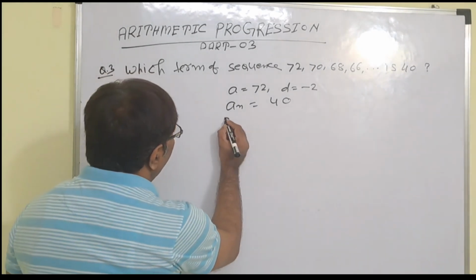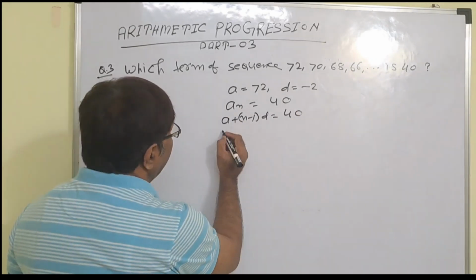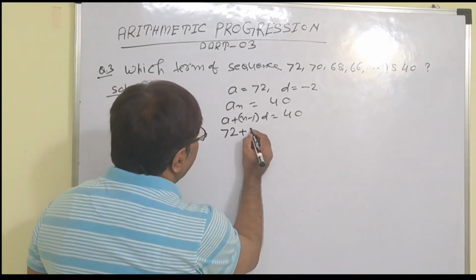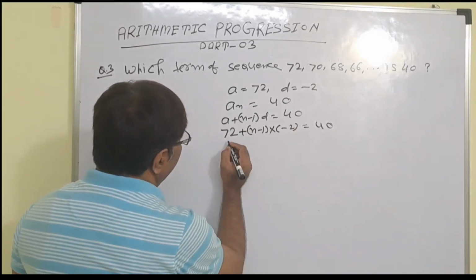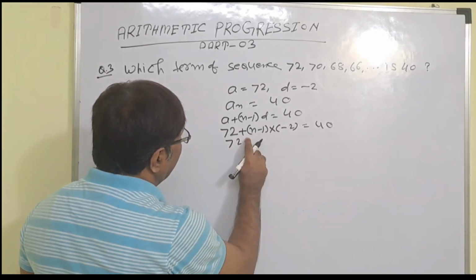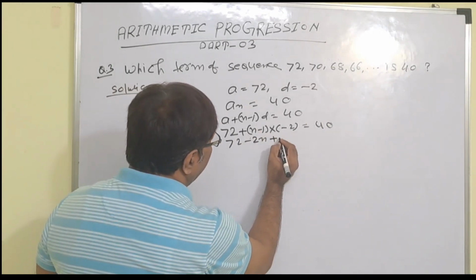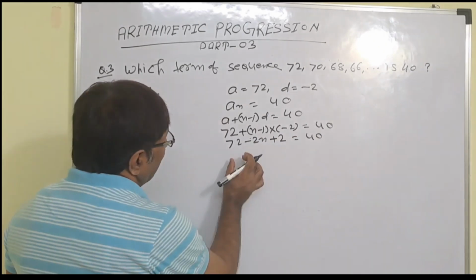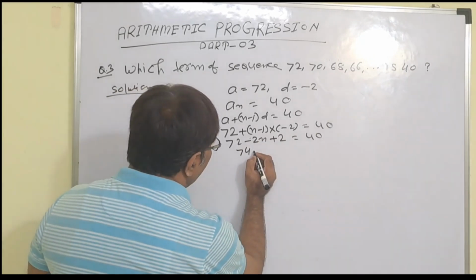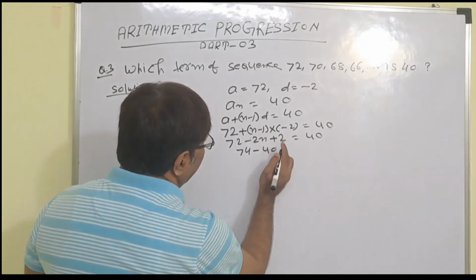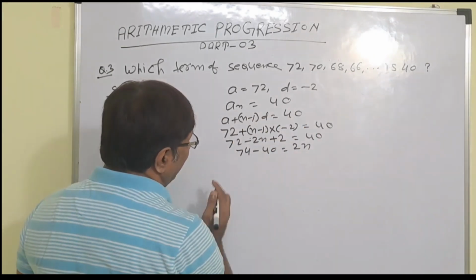So here the formula is a plus n minus 1 into d equals 40. Here a is 72, n we have to find, and the common difference is minus 2. So this is 72, and here minus 2 into n is minus 2n. Minus 2 into minus 1 is plus 2. And this is 40. So 72 plus 2 is 74, and this is minus 40. And this minus 2n, when it comes to this side, becomes positive.